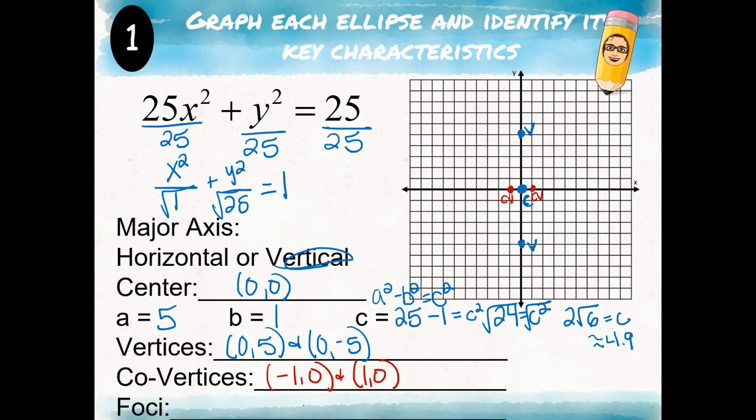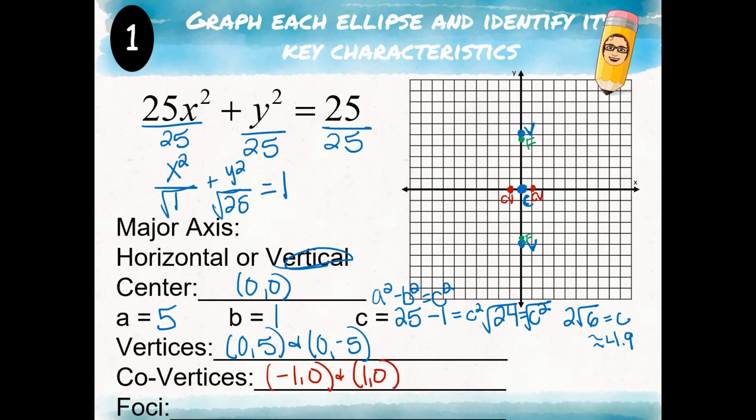Those foci are the C value. Remember, the C value is how far your center is to your focus. So I'm going to, from the center, go up and down because it has to be on the major axis, 4.9. Now, I hear you. You're like, Marsh, that is basically 5. But that is where your vertex is. So I'm going to put a foci right there and another foci over here.